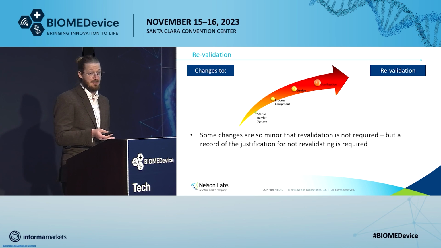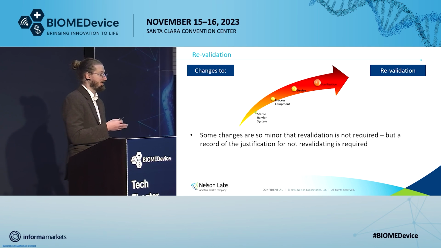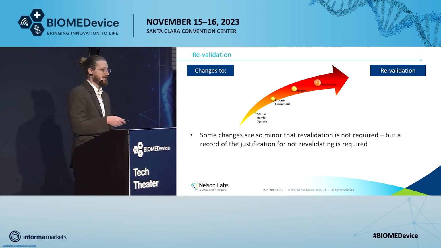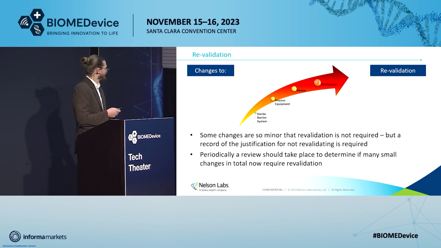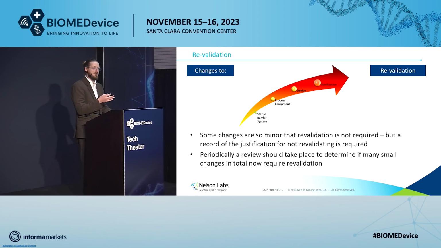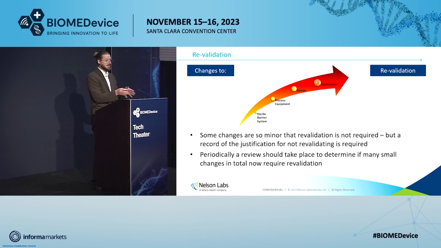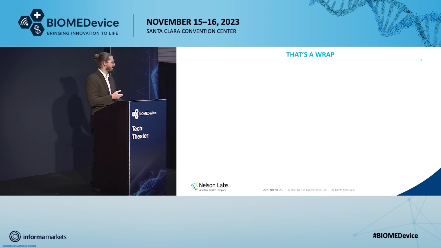Some you can get away with; they're pretty minor and won't impact your package validation, and those can be justified. But that's a conversation that you need to have whenever these changes go through, right? Does the change require us to perform a revalidation of this? And just including that note in there that you should review if you're doing a lot of small changes and you've justified out of those small changes, it may eventually get to a point where now it's actually a large change and it needs to be revalidated.